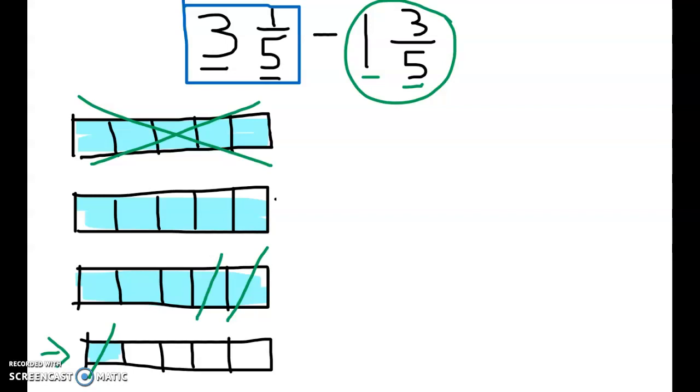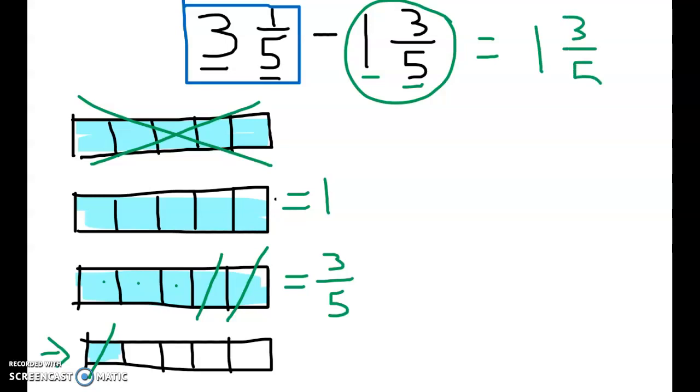Now all I need to do is label what I have left. I can see right here that I have 1 whole, and over here I have 1, 2, 3/5 left. So my answer for 3 and 1/5 minus 1 and 3/5 is 1 whole and 3/5.